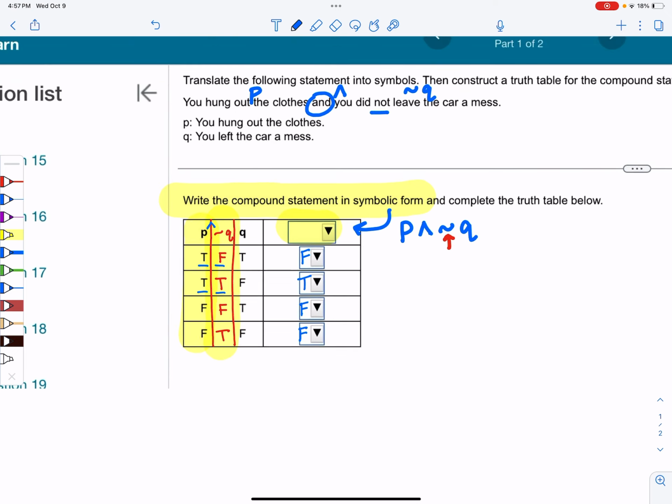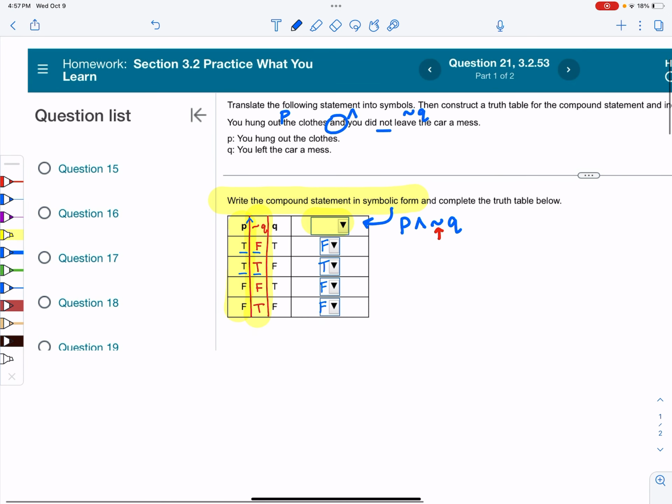Okay, so use these examples as a guide for what you're going to be doing in section 3.2. And again, my biggest piece of advice to you when you're doing a truth table is to make sure you're taking things one step at a time. And if that means creating your own truth table on your own paper, then that's what you want to do.